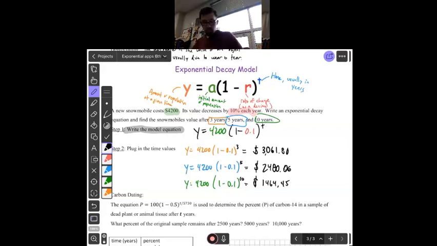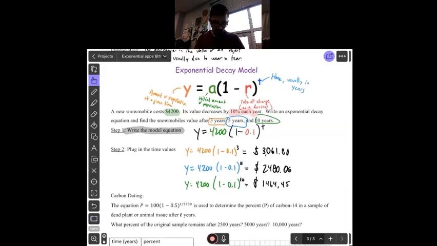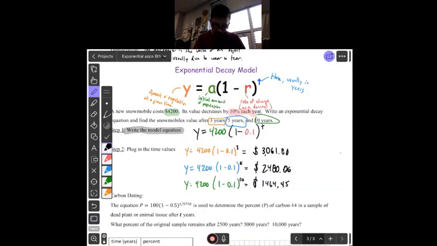Anything about decay seem weird? Yep. Exponential growth, but with minus sign. Easy peasy. You good, Caleb?